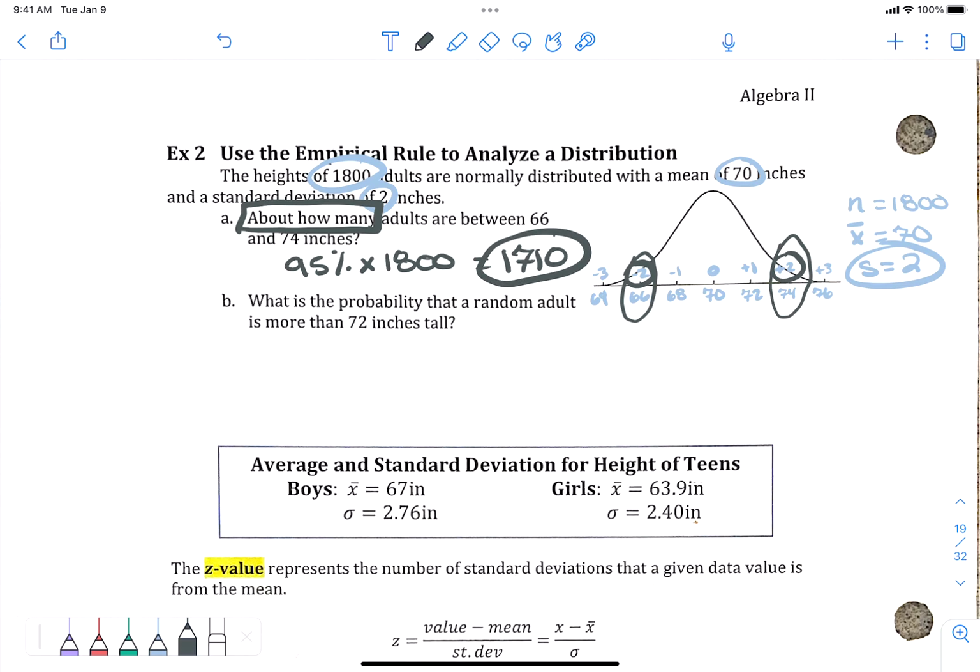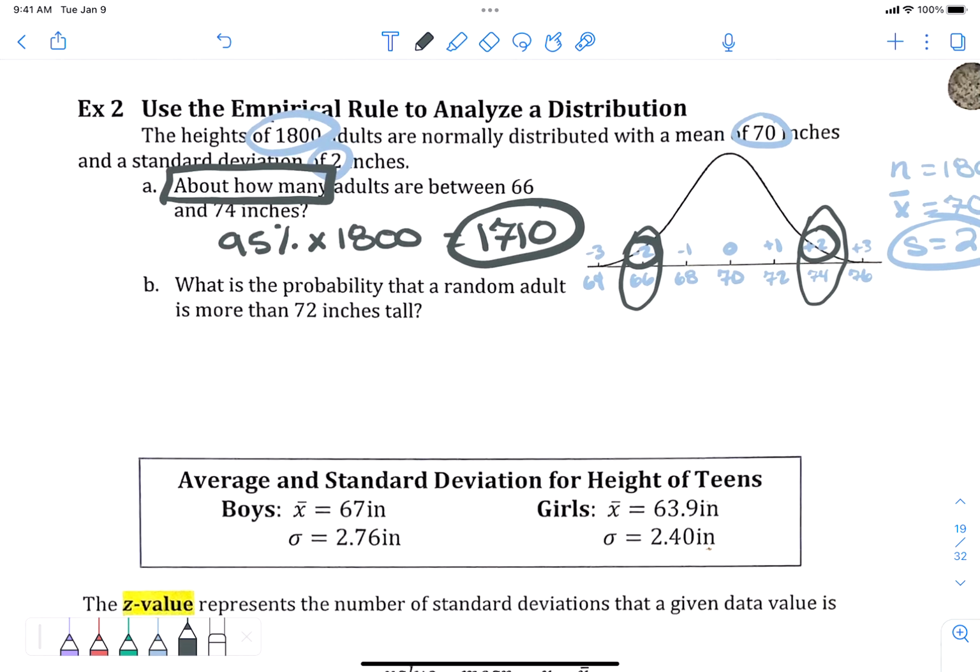1710. So that's how many people would have scored, or would have had a height that's between 66 and 74 inches, according to this. Okay? Next, part B.